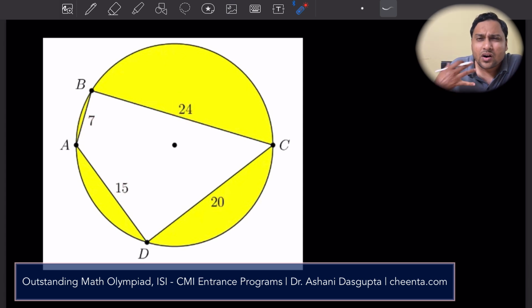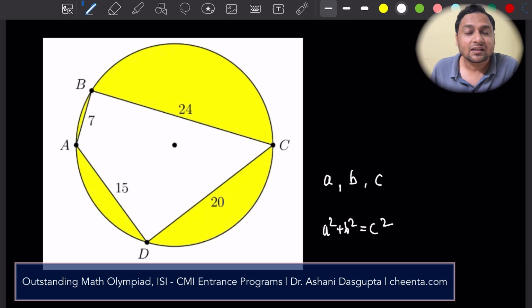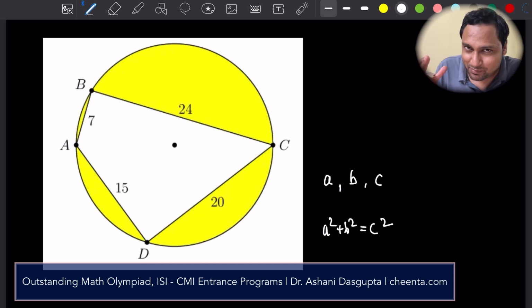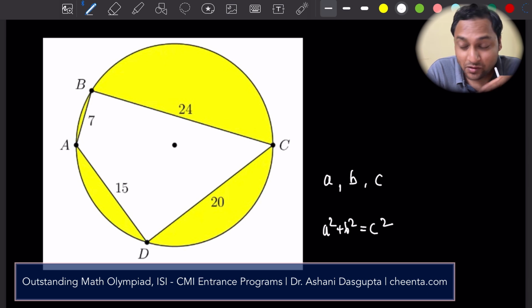Working on hundreds of problems like this in the past 15 years has taught me that whenever I see triangles or quadrilaterals like this with numbers given, I should look out for Pythagorean triples. A, B, C is called a Pythagorean triple if A square plus B square is equal to C square. If that is there, then a lot of things simplify. So here is a pro tip: always look out for Pythagorean triples or hidden Pythagorean triples.